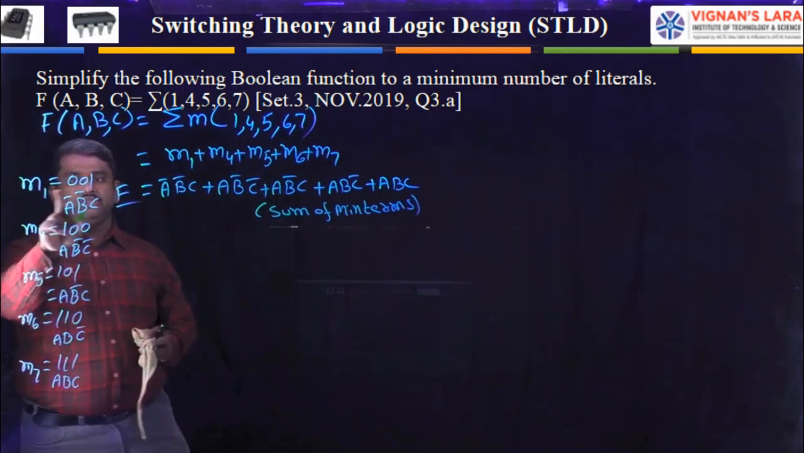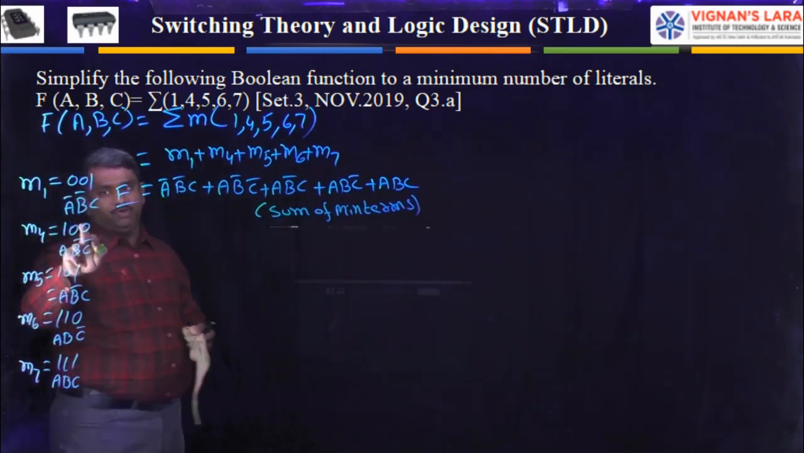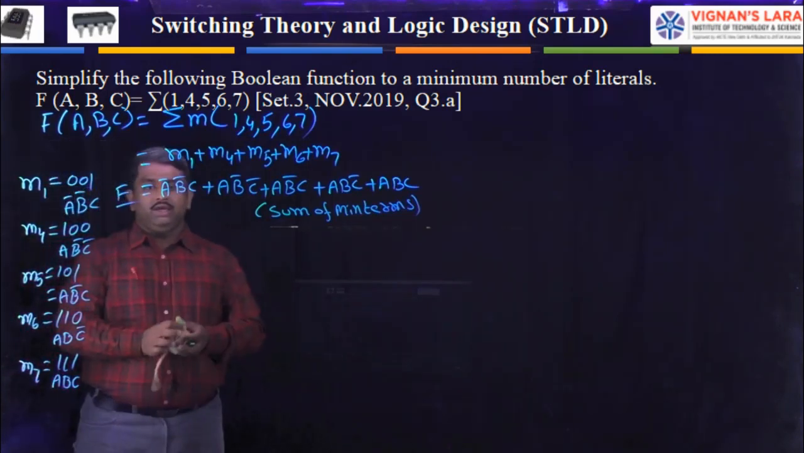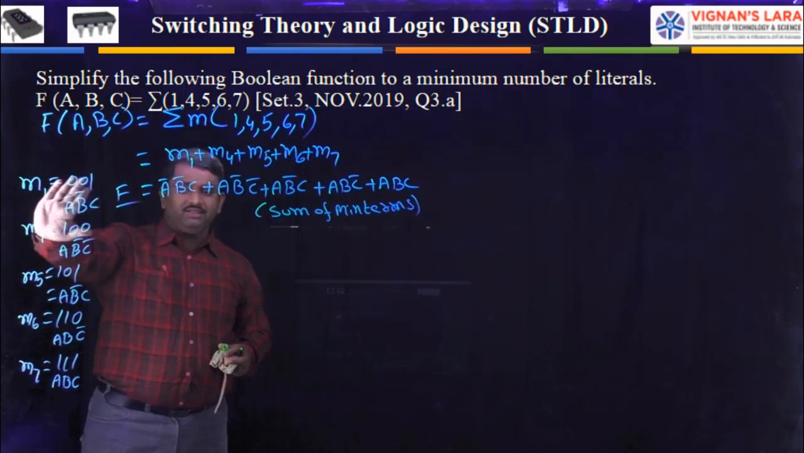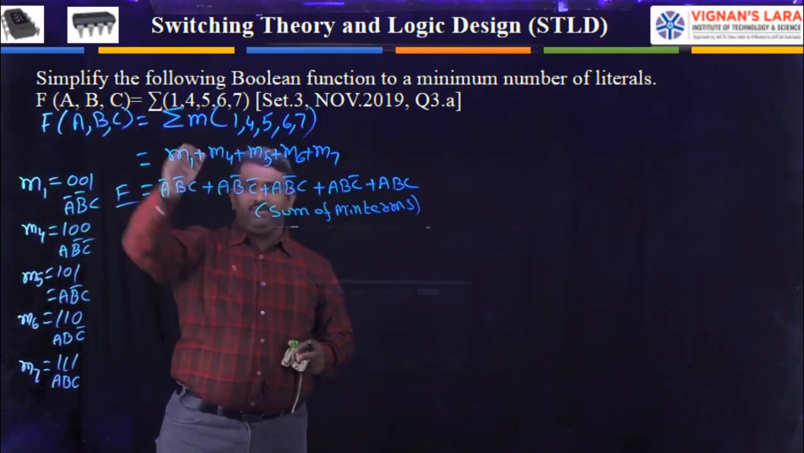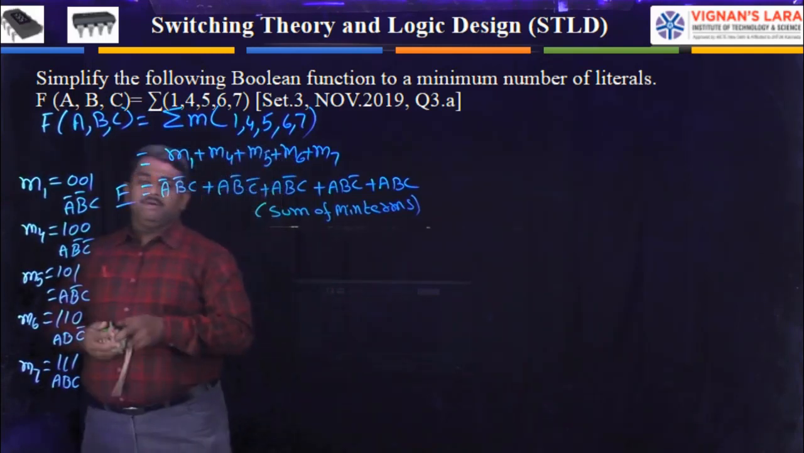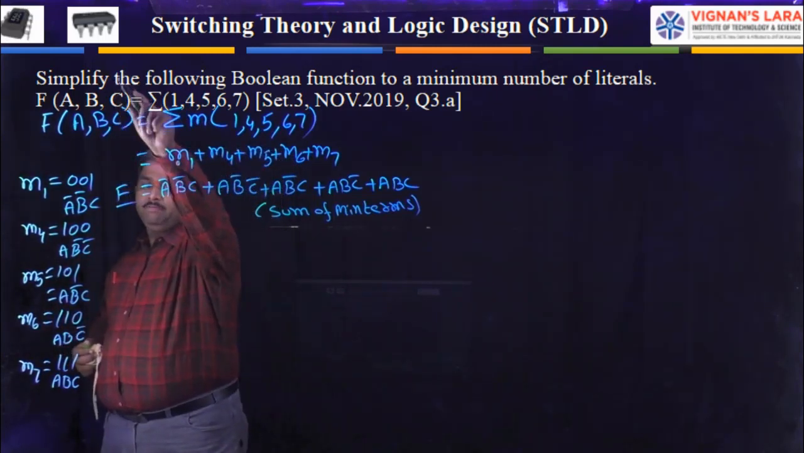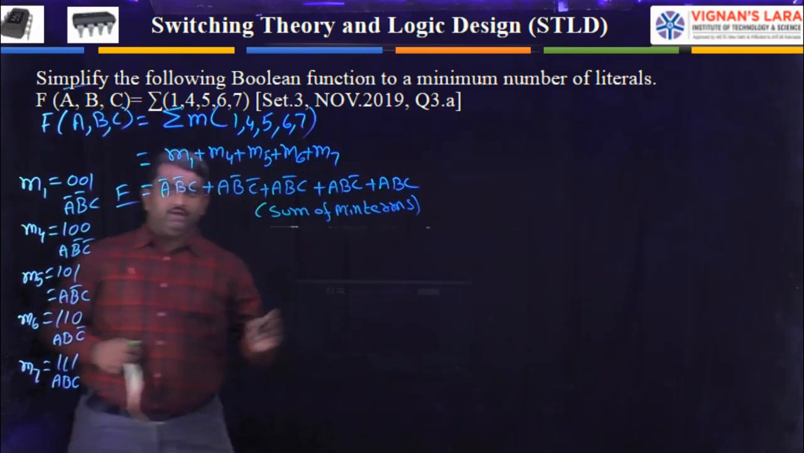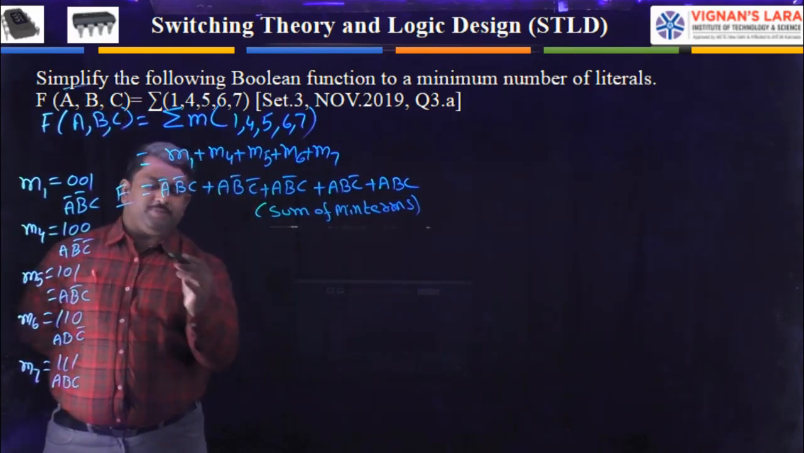m1 is nothing but 0 0 1, that is, we are representing with input variables a bar b bar c. Like that we have written the function. So here we have written the given f as sigma of 1, 4, 5, 6, 7 with sum of min terms only. But the question requires simplification. So take the common from these parameters.